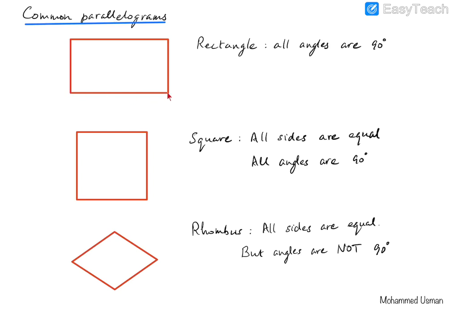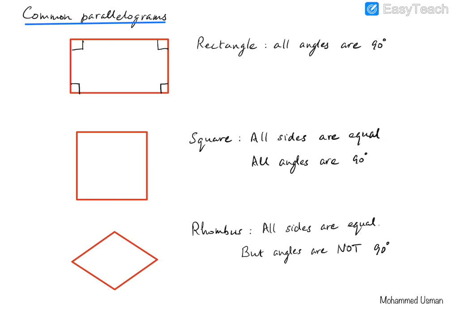That means opposite sides are parallel. So the bottom side and the top side are parallel to each other. The left side and the right side are also parallel to each other. But it has a specific property that all the angles are 90 degrees. So this angle here is 90 degrees. This angle here is 90 degrees. This angle here is 90 degrees. And this angle here is also 90 degrees.